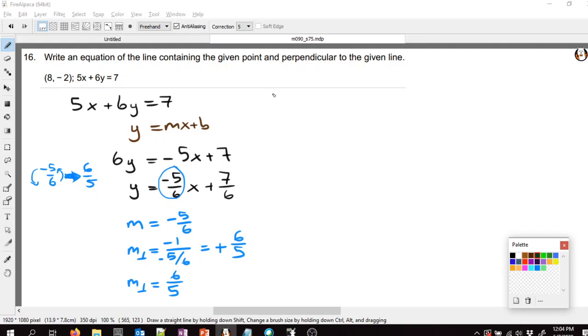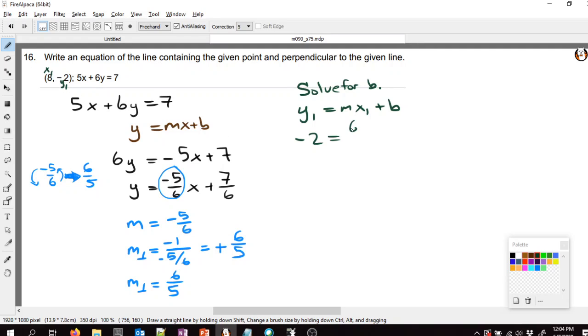So let's do this, solving for b. y1 is equal to m x1 plus b, and this is x1, this is y1. So -2 is equal to 6/5 times 8, plus b. Oh, boo. None of this reduces. We're going to get 48 over 5 plus b is equal to -2.